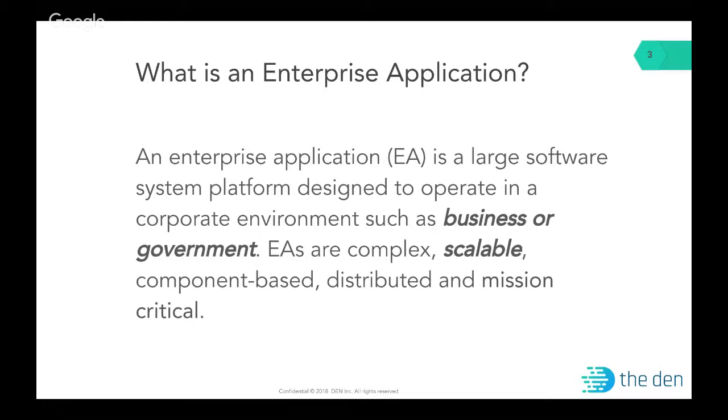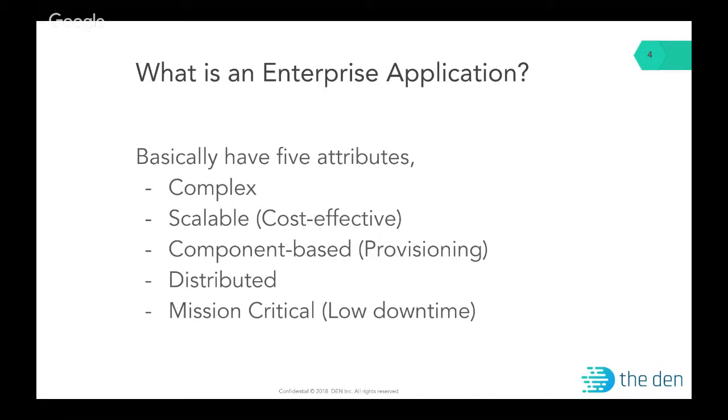When we talk about enterprise, everyone says, oh my God, enterprise, big play here. But what is an enterprise application? From my standpoint, an enterprise application relies on these five attributes. The first is that enterprise architecture is usually very complex, and it needs to be scalable. Scalable meaning both growth-wise and infrastructure, and at the same time it needs to be cost-effective. It needs to be component-based, provisioned between all the employees or users of the application. And most importantly, it needs to be distributed, meaning it needs to have some kind of load balancing in it.